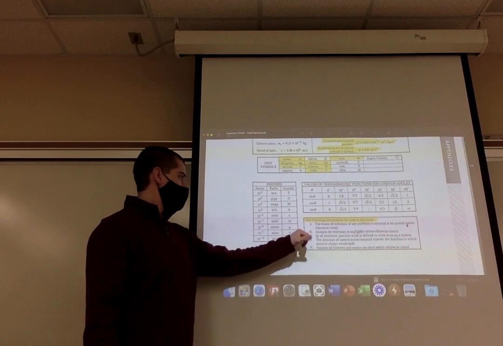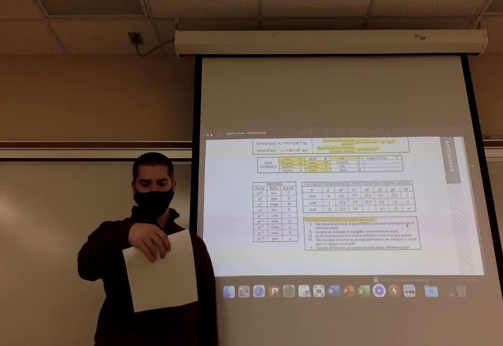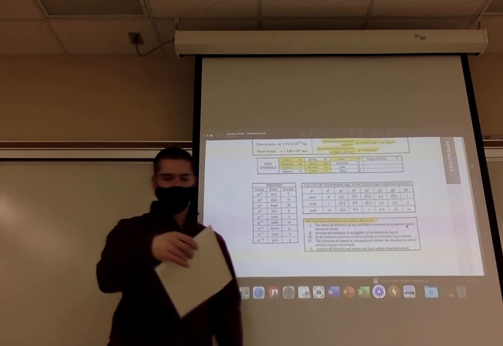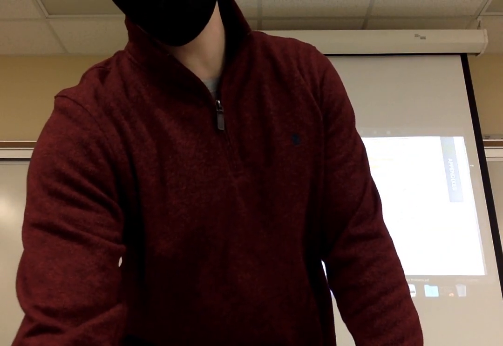I don't want you to forget that there are unit symbols. There are a couple constants that we use. Gravitational constant is big G. Gravity is 9.8.